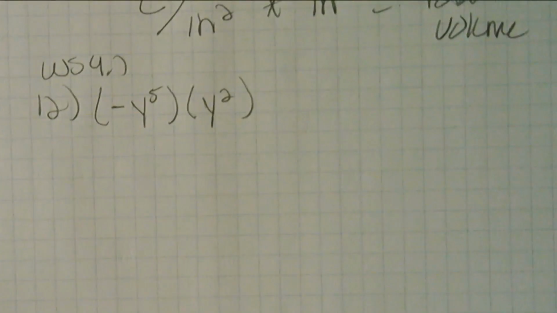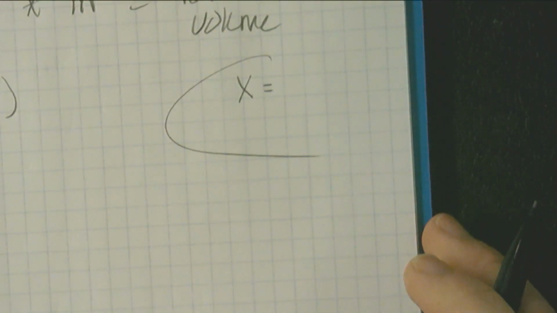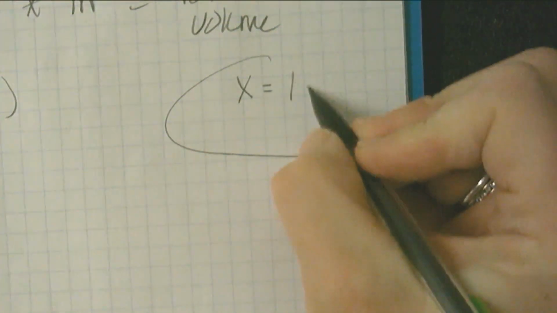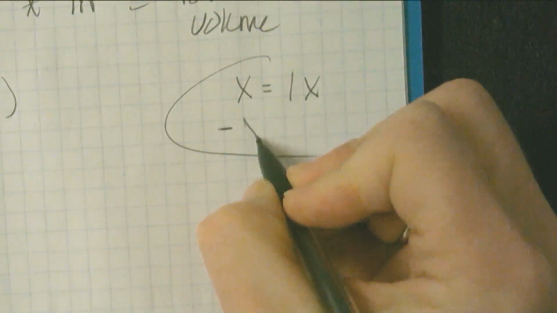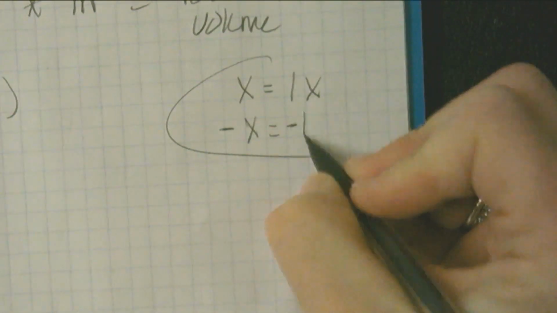But let me ask you guys something. If I have an x, what is its coefficient? Brendan? 1. Yep, that's a 1 times x. If I have a negative x, what is its coefficient? Colin? So this is the same thing as negative 1 times x.